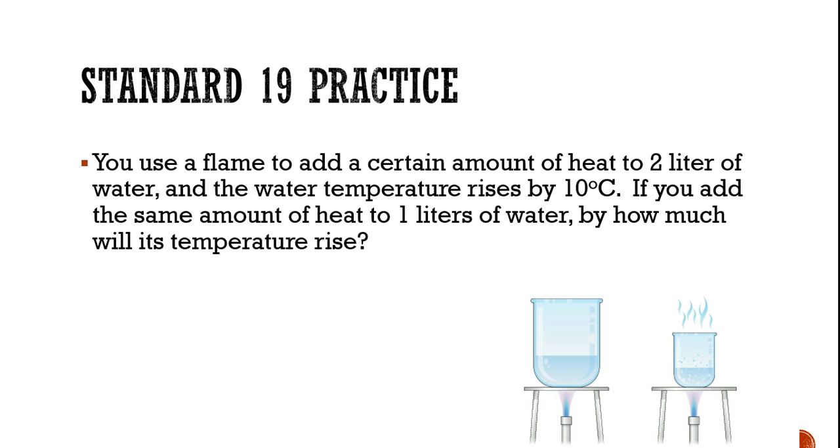So if you use a flame to add a certain amount of heat to 2 liters of water, and the water temperature rises 10 degrees Celsius. If you add that same amount of heat to half as much water, by how much will temperature rise? Well, from what we know, if you add the same amount of heat to half as much water, the temperature will rise twice as much. So the answer is 20 degrees Celsius.